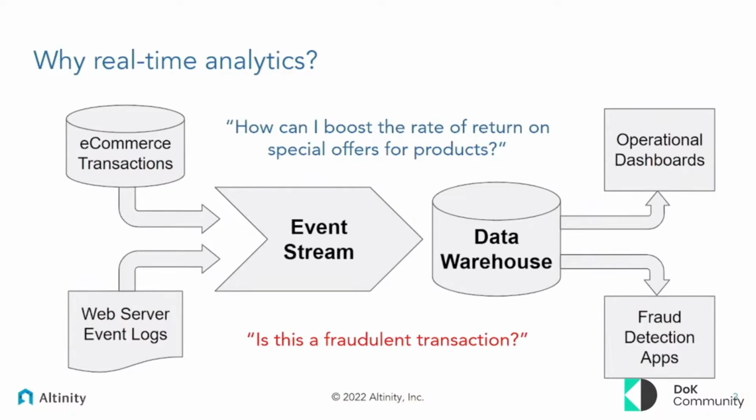Another important question that we need to be able to answer quickly is, is this transaction that I just processed fraudulent? To solve this, we're going to extract the e-commerce transactions as people buy things, and we're also going to extract the web server event logs. We're going to feed them into an event stream, which is going to push them over to a low latency data warehouse. From the data warehouse, we can then feed applications that show operational dashboards so that people can see the current state of the business, and also forward information to fraud detection applications that can answer the question that we just posed a minute ago.